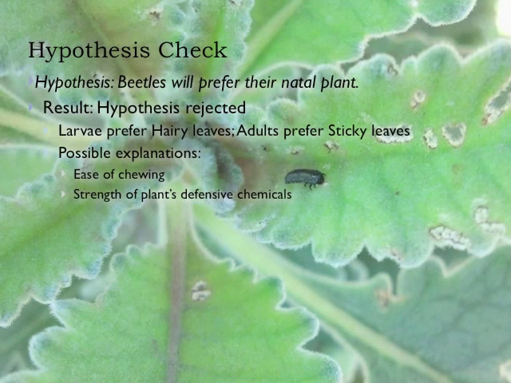Okay. So that brings me back to my hypothesis, which was that beetles will prefer their natal plant, and I was wrong. I rejected that hypothesis. The larvae definitely prefer the hairy leaves. The adults prefer the sticky leaves. There are some possible explanations for this. One is that the sticky leaves are just easier to chew. Obviously, the sticky resin is not as much of a barrier or problem as I thought it would be.